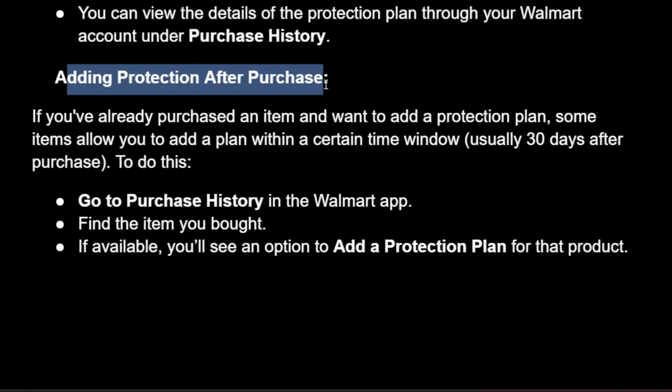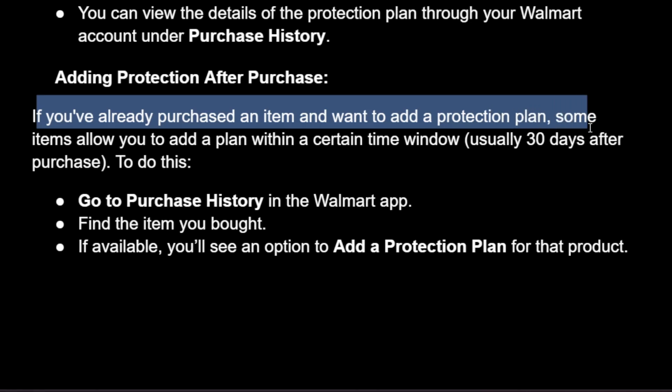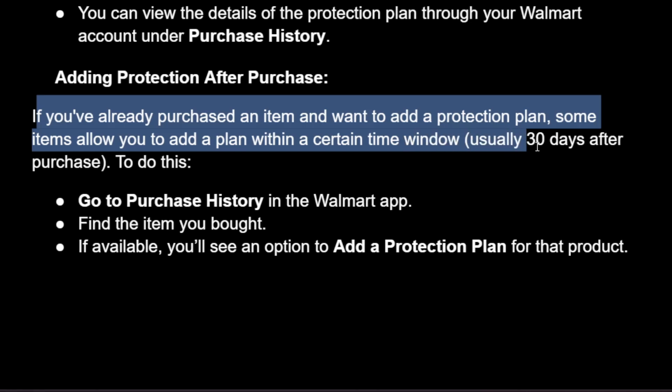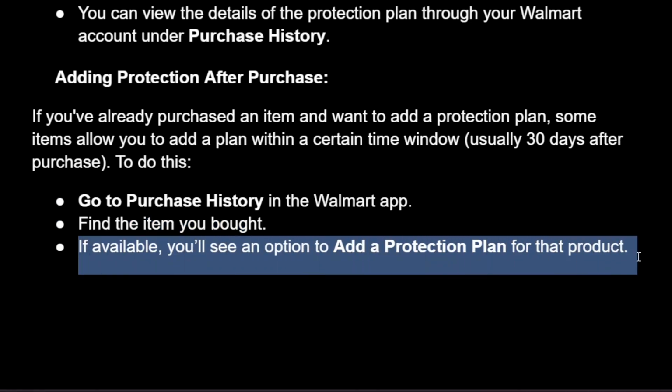If you want to add a protection plan after purchase, if you've already purchased an item and want to add a protection plan, some items allow you to add a plan within a certain time window, usually 30 days after purchase. To do this, you want to go to the purchase history in the Walmart app, find the item you bought, and if available, you'll see an option to add a protection plan for that product.